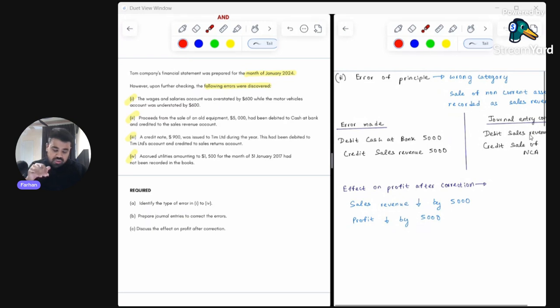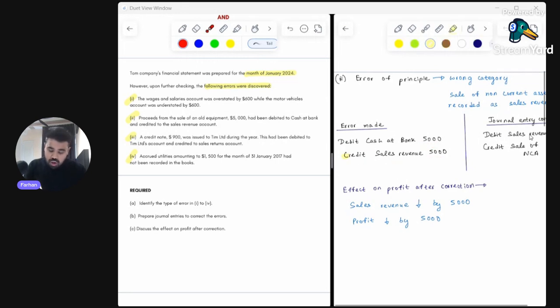So when this transaction was recorded, we ended up debiting the cash at bank by $5,000 simply because that's the money, or the proceeds, that we received from selling that equipment, right? But we ended up crediting the sales revenue account by $5,000, which is the wrong entry that we have done here, which is mainly the error of principle.